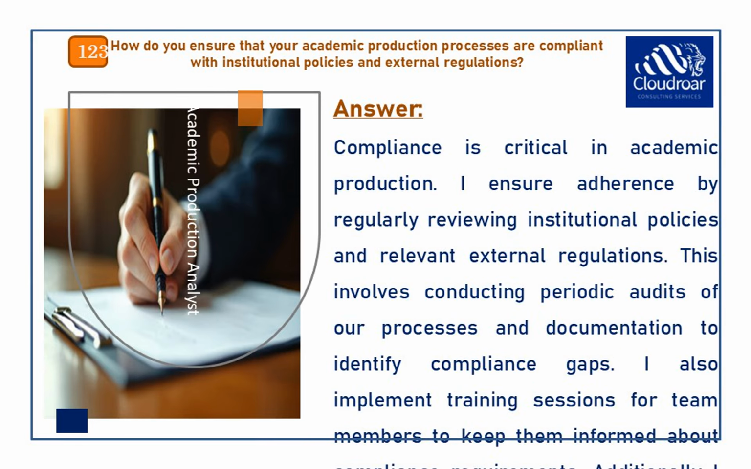Question 123. How do you ensure that your academic production processes are compliant with institutional policies and external regulations? Compliance is critical in academic production. I ensure adherence by regularly reviewing institutional policies and relevant external regulations. This involves conducting periodic audits of our processes and documentation to identify compliance gaps.